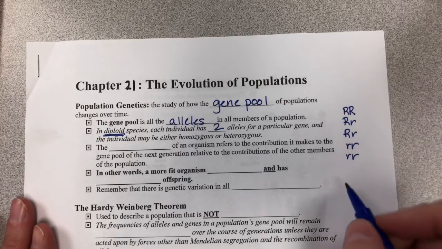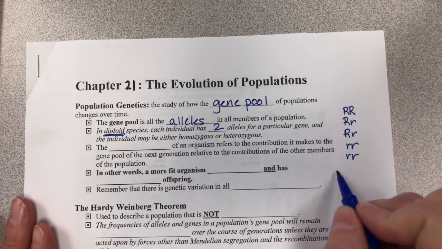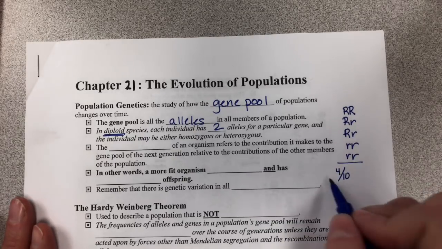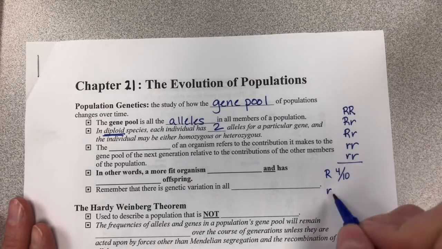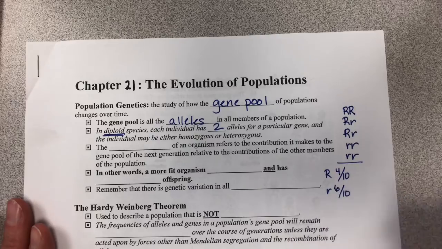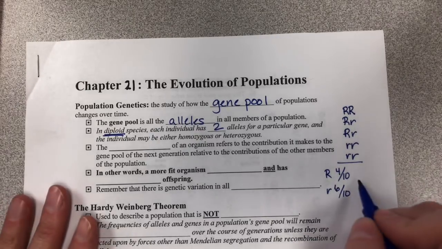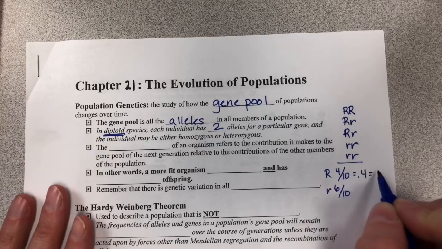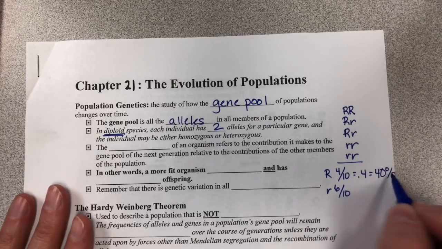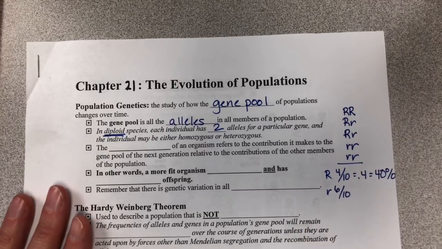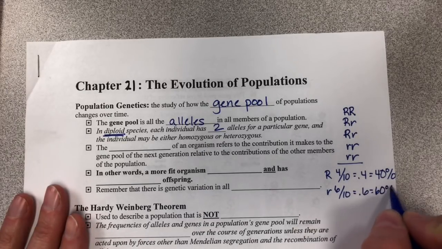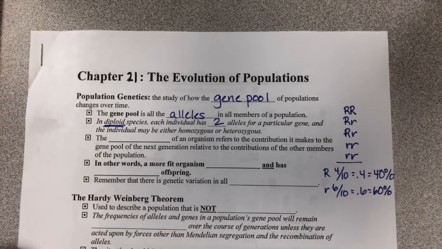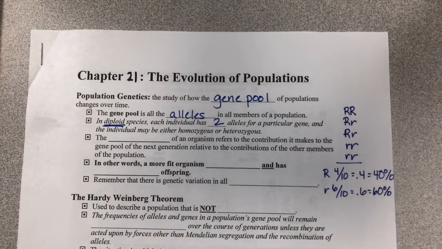So in our gene pool, we have 1, 2, 3, 4. I'm going to do a math problem here. 4 out of 10 is a big R, and a little r is 1, 2, 3, 4, 5, 6 out of 10. If you divide this out, that's 0.4. If you multiply by 100, we'd say that 40% of our alleles are a big R, and this would be 0.6, so 60% of our alleles are a little r. That would be the gene pool for our population.